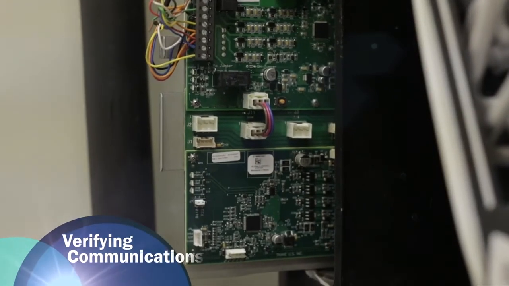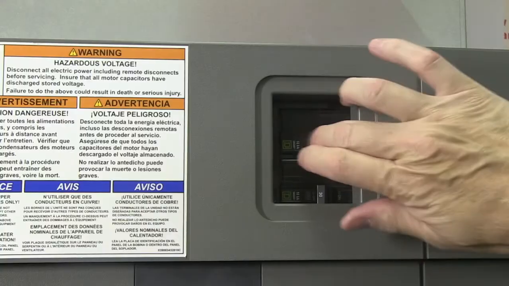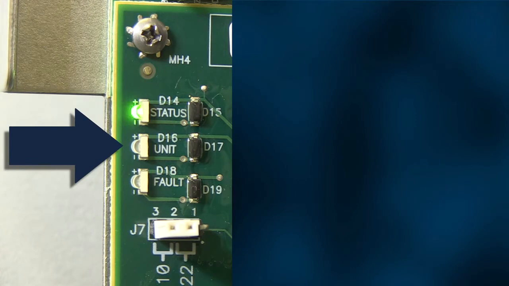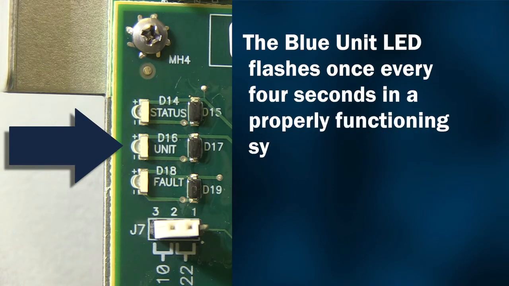Verifying communications. Following the initial power-up sequence, the blue unit LED should flash once every 4 seconds. This lets us know that the EVC board is communicating properly with the TAM7's other control boards.